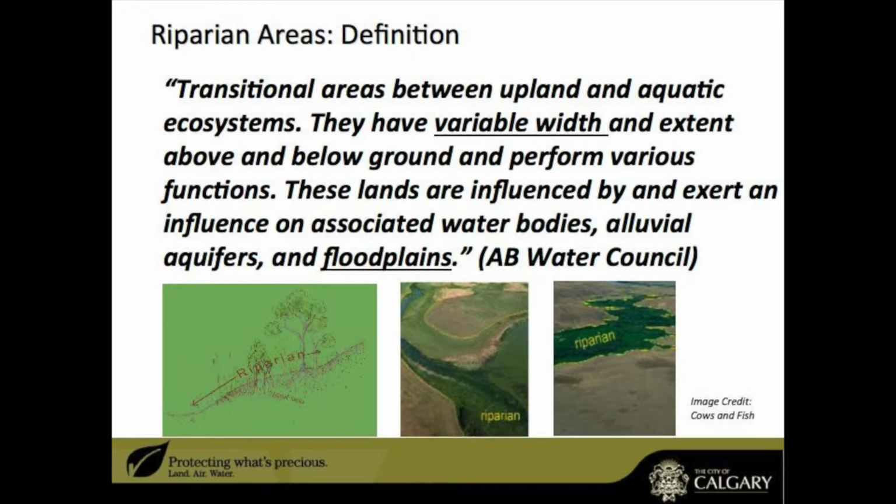In this room today, we've already seen this definition, I think, 4 times, so I'm not going to read it out. But basically, this is the Alberta Water Council definition for riparian areas. I've underlined 2 things here that I really want to draw attention to. Variable width, so fixed width buffer setbacks are not going to work to capture the appropriate extent of riparian areas. And also, they have an influence on associated water bodies, alluvial aquifers, and floodplains. So I underlined floodplains because riparian areas really coincide spatially with floodplains for the most part.